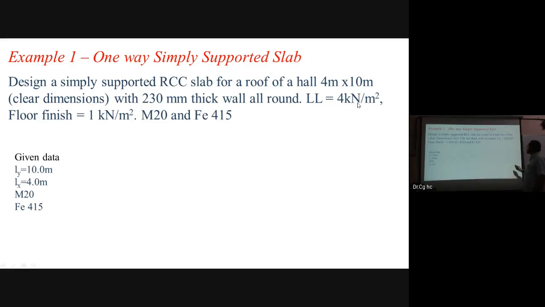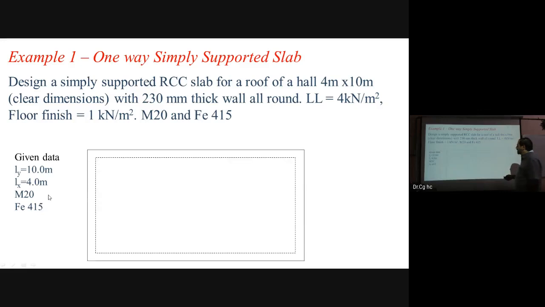wall all round. And live load is given as 4 kN per meter square. ಇದು 3ರಿಂದ 5 ತನಕ ಅಸ್ಯೂಮ್ ಮಾಡಬೇಕು. ಮೋಸ್ಟ್ಲಿ ಇದು ಕ್ಲಾಸ್ ರೂಮ್ ಅಥವಾ ಇನ್ನೊಂದೇನೋ ಆಫೀಸ್ ರೂಮ್ ಎಲ್ಲ ಇರಬಹುದು. ಇದನ್ನ therefore floor finish is equal to 1 kN per meter square. And take M20 concrete and Fe 415 steel. ಇದನ್ನ ಕನ್ಸಿಡರ್ ಮಾಡಬೇಕು. Then write down the given data. Now note down the given data.